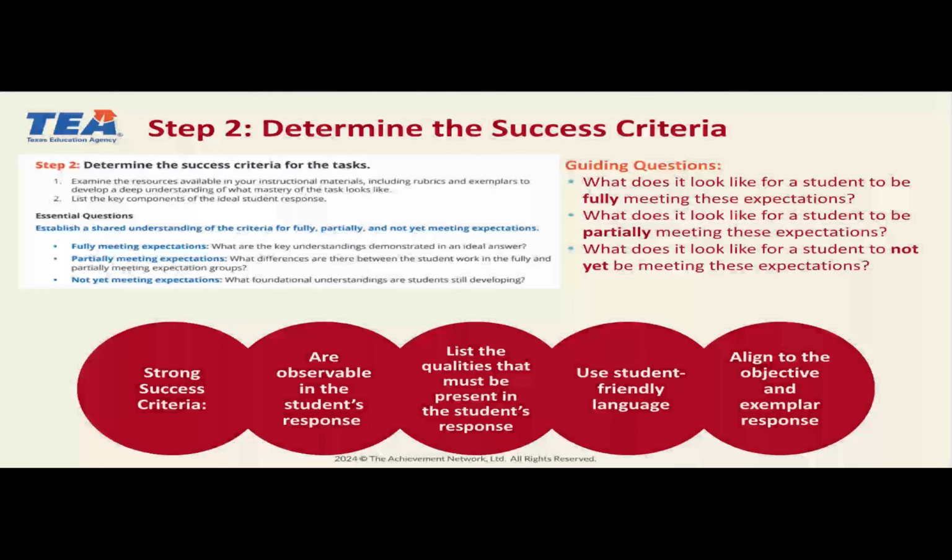Now we're going to determine the success criteria. So in step 2, teachers and coaches are asked to use what they learned from the task in step 1 to determine a set of criteria. Think about 1 to 3 bullets. And so in creating these success criteria, teachers and coaches will have a clear picture of what it means for a student to be fully, partially, or not met.